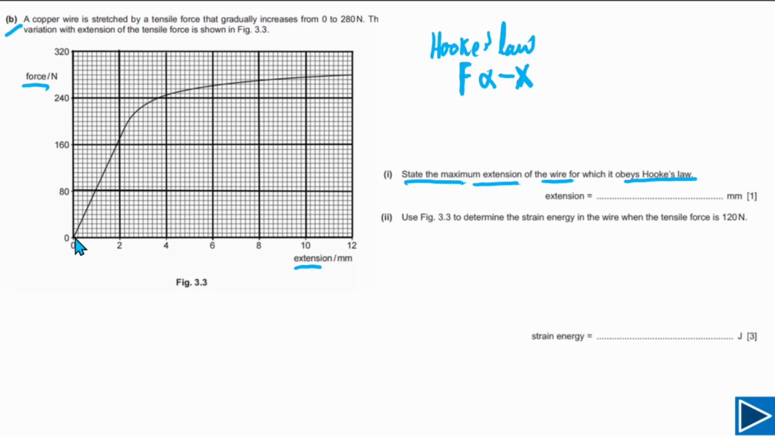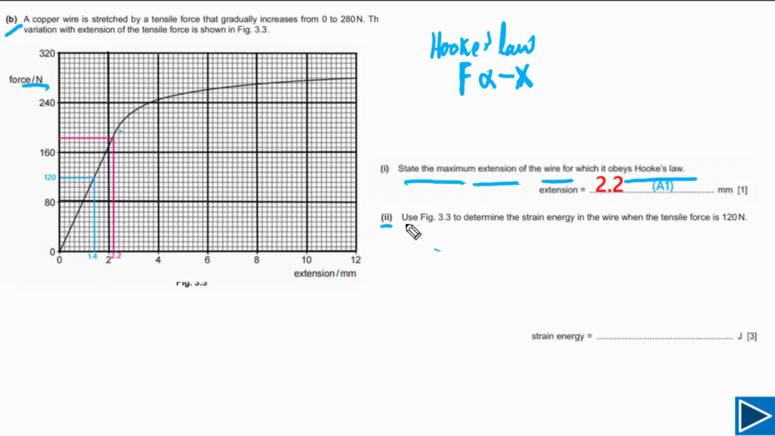until these two are directly proportional. If we look at this one, until here it is a straight line. So it means Hooke's law is obeyed until this point. Now we need to find out the value of extension. We can read this directly from the graph, and it is about 2.2 millimeters. So for this part we write down 2.2 millimeters, and this is the answer.